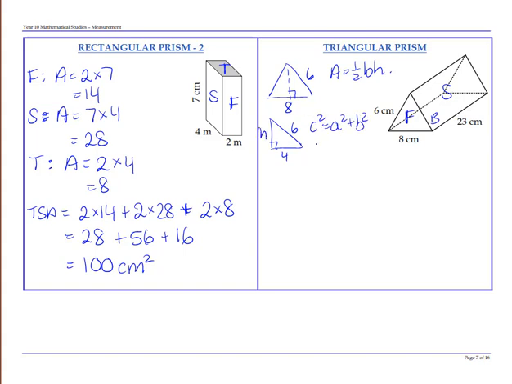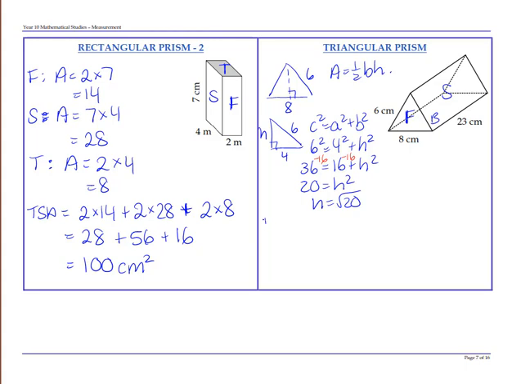I don't know my height, so it's going to be 6 squared equals 4 squared plus my height squared. 36 equals 16 plus h squared. Take away 16 from both sides, and I get 20 equals h squared. So h is the square root of 20. I'm going to leave that like that.